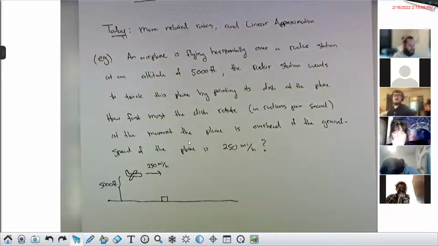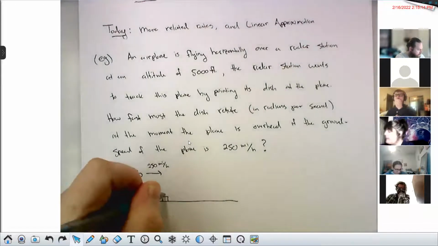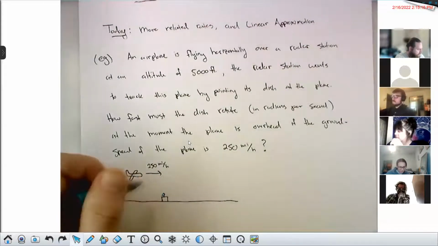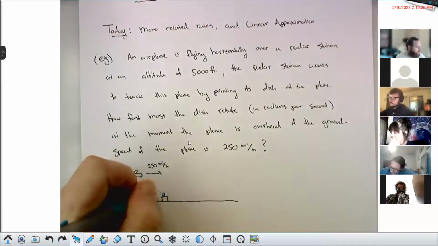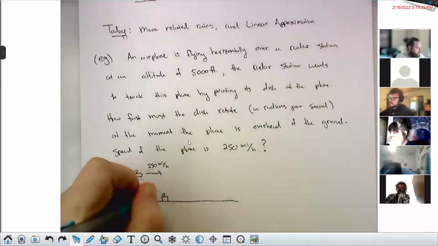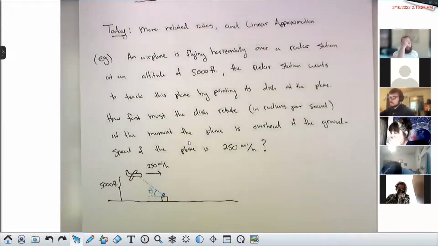And the thing that we're trying to track here, if there's a little radar dish on top of this thing that needs to be pointed at the plane, I want to track this angle, call it theta. So as the plane goes overhead, this dish is going to have to rotate and theta is going to change.